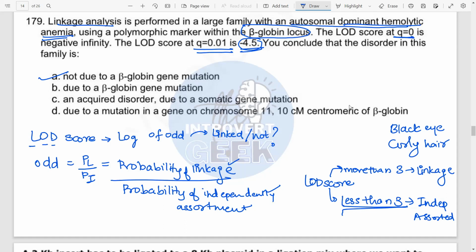If you had a score that was, say, plus 4 or plus 4.5, then you would have said that it is due to the beta globin gene that they are suffering from the autosomal dominant hemolytic anemia.